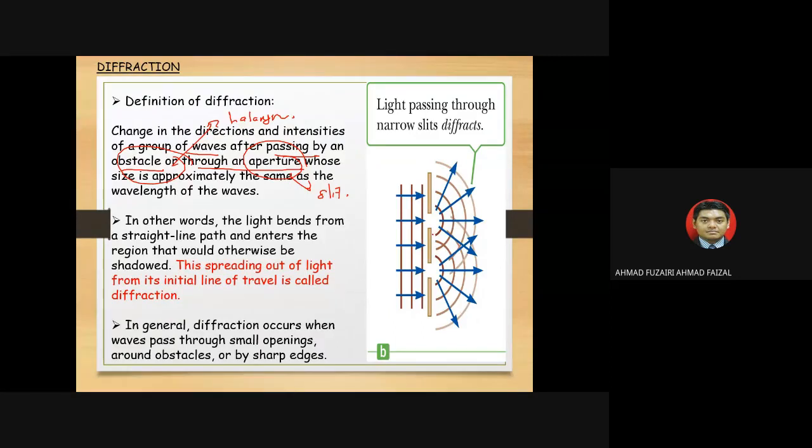So this is what we call a slit. Before this, we learned about interference, the Young double slit experiment using double slit, meaning that two slits at one time, and the effects. In other words, the light bends from a straight line.